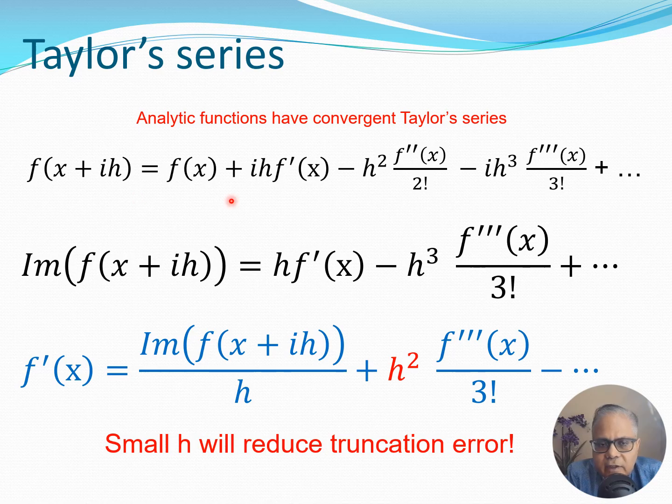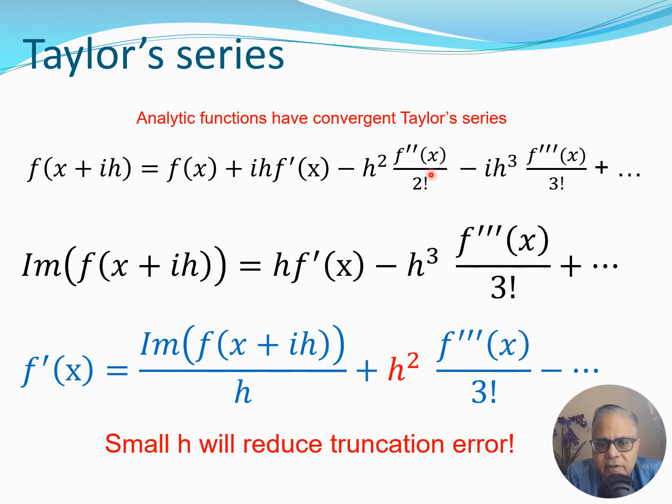So I would get f(x + ih) = f(x) + ih f'(x) - h² f''(x)/2! - ih³ f'''(x)/3! + and so on. Now remember here, whenever you have the i²h² term, the i² gives you negative 1. So that's why some of these negative signs come out here and there.